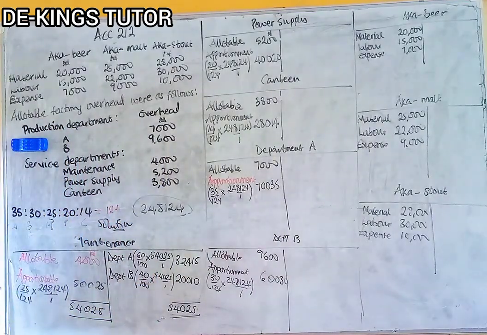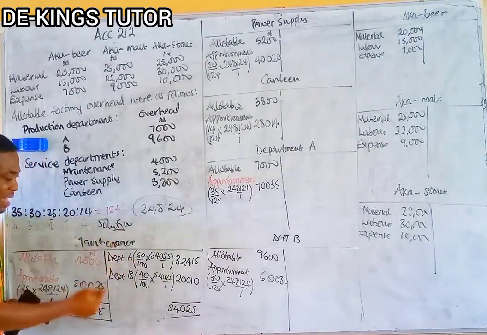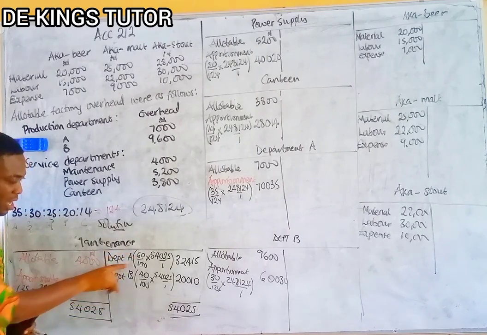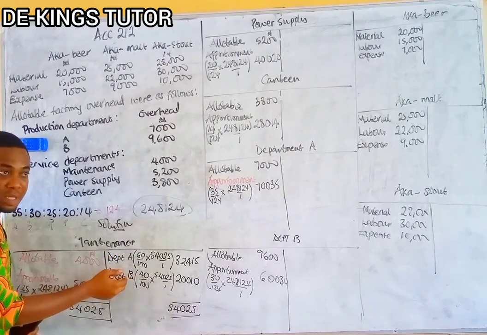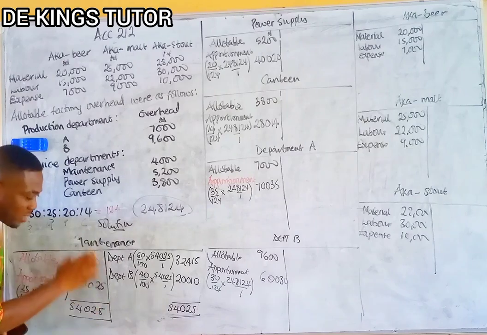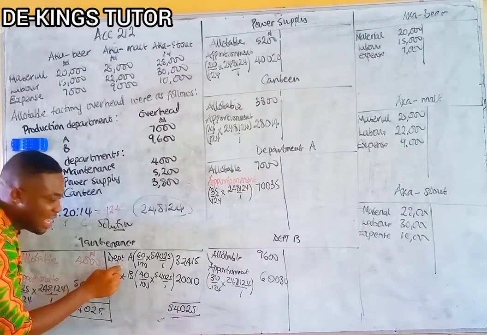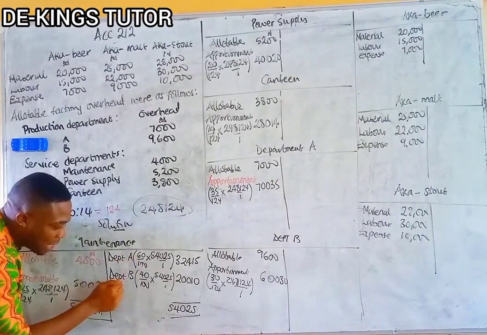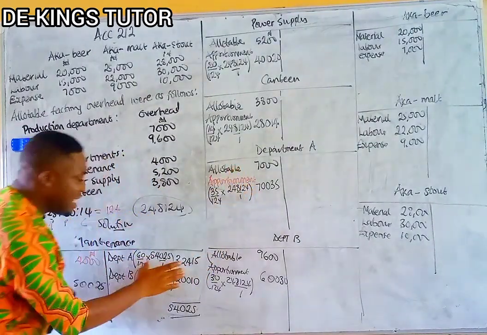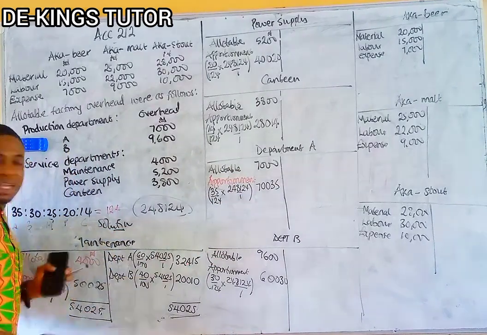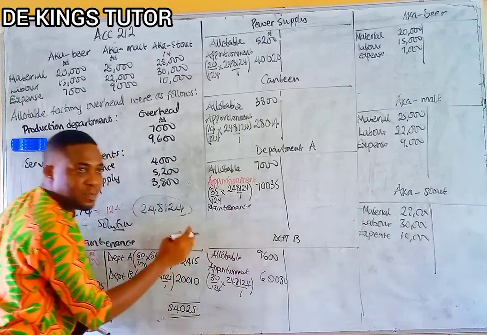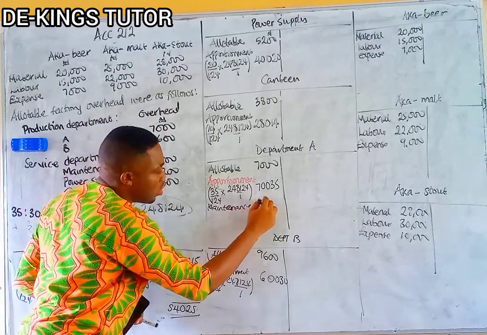Look up. They said 60% of maintenance cost was used by department A, while the rest was used by department B. So if 60% was used by A, the remaining 40% will be used by B. This is the total cost, but they maintained department A 60% and department B 40%. So they are not carrying this cost, it is credited here, and the corresponding entry comes to department A. So we now have here maintenance as one of the expenses they incurred, which is 32415.